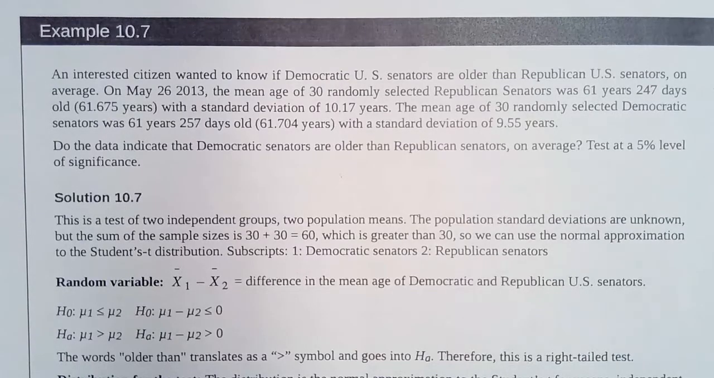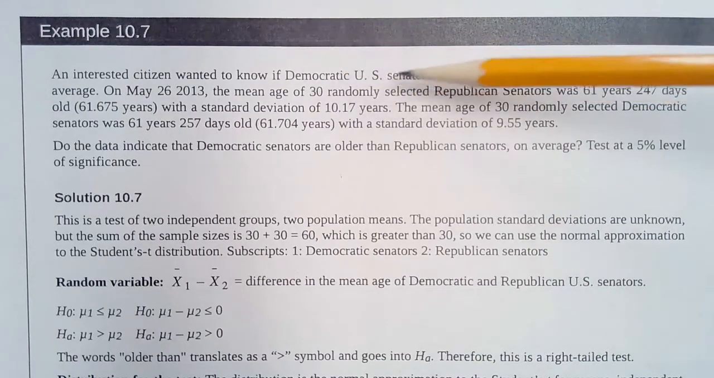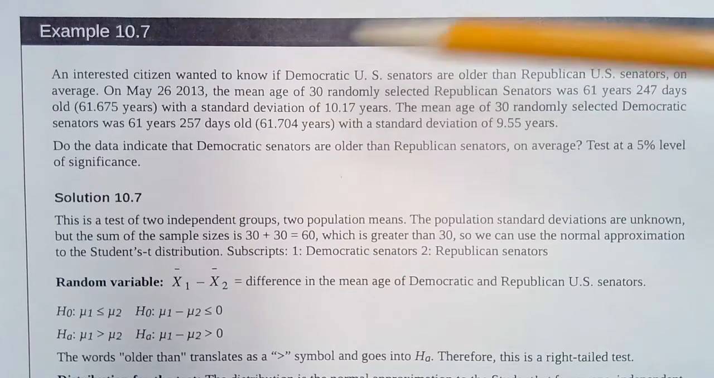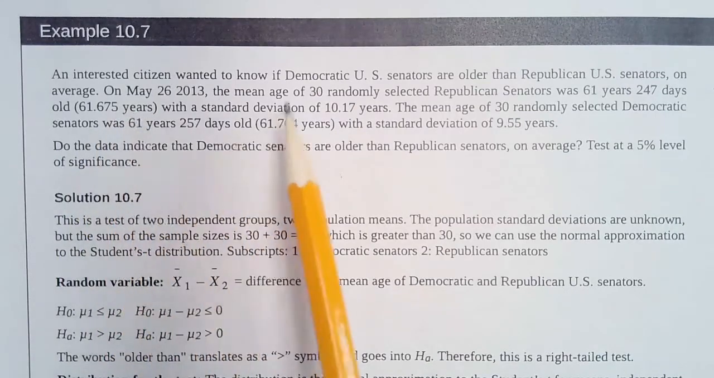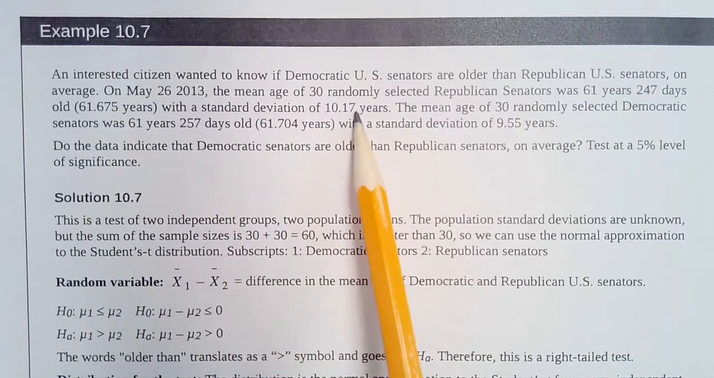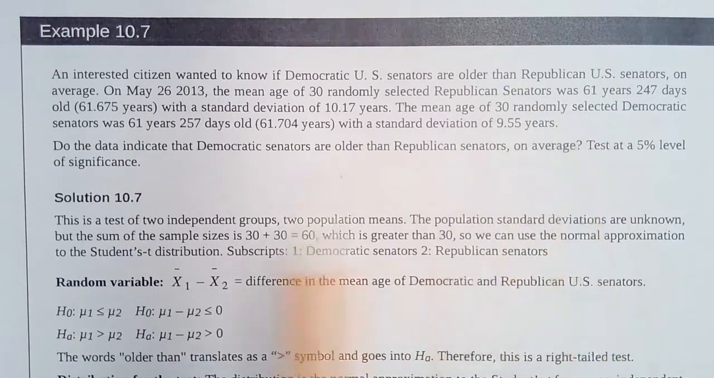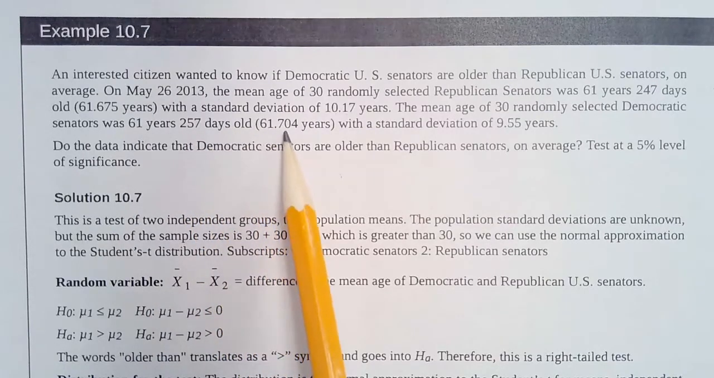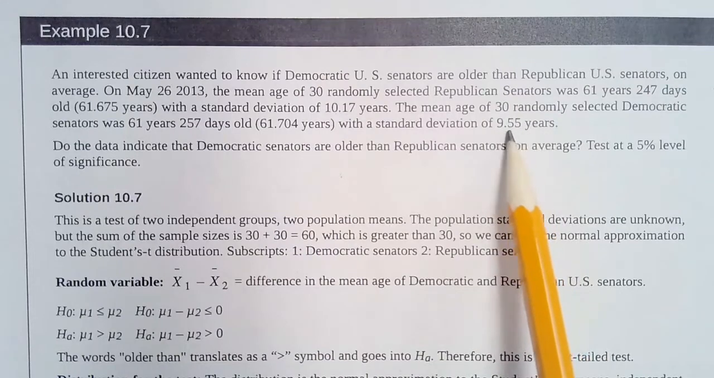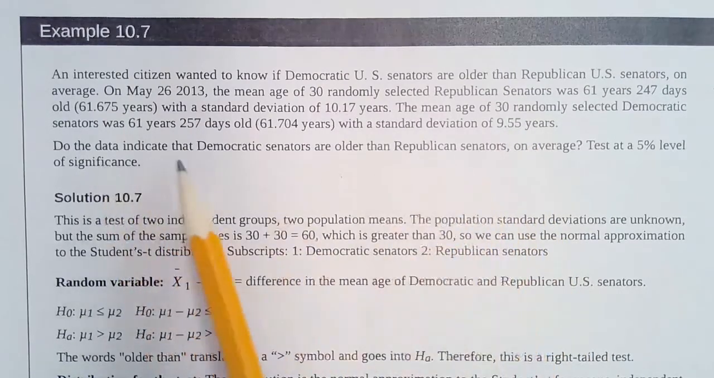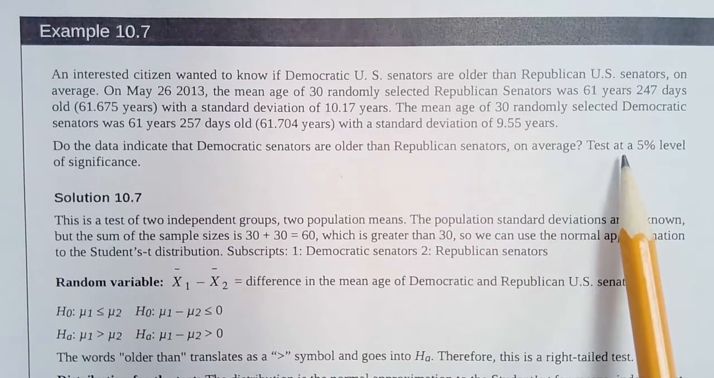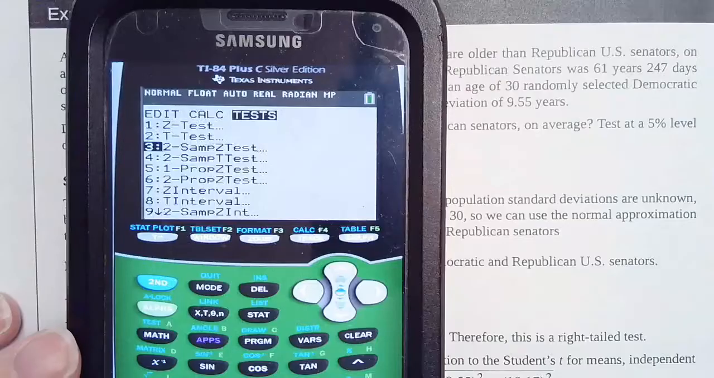So example 10.7. An interested citizen wanted to know if Democratic U.S. senators are older than Republican senators, on average. So we have 61.675 years for their mean, 10.17 years for their standard deviation, 30 were selected. 61.704 years for the mean, and then standard deviation of 9.55 years. The information for the Republicans was given first, and we're asked to find if the Democratic senators are older than Republican senators, on average, and test at a 5% level of significance.